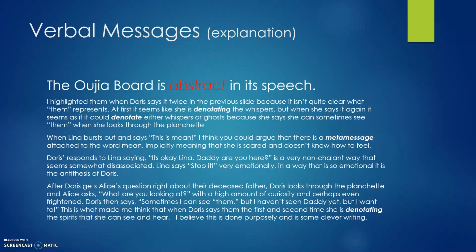After Doris gets Alice's question right about their deceased father, Doris looks through the planchette and Alice asks, "What are you looking at?" With a high amount of curiosity and perhaps even frightened, Doris then says, "Sometimes I can see them, but I haven't seen Daddy yet, but I want to." This is what made me think that when Doris says "them" the first and second time, she is denotating the spirits that she can see and hear. I believe this is done purposely and is some clever writing.